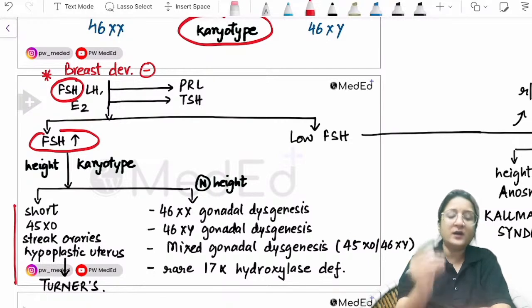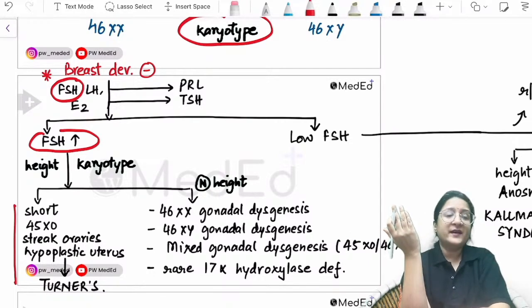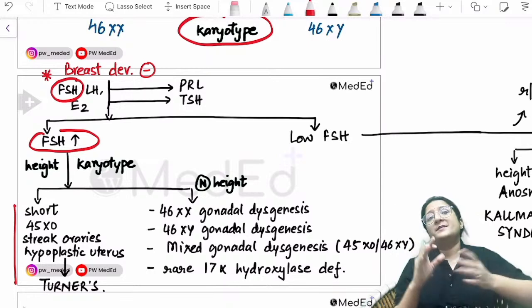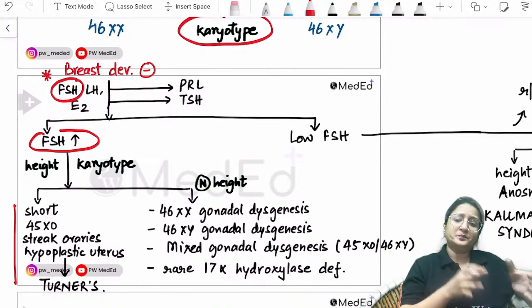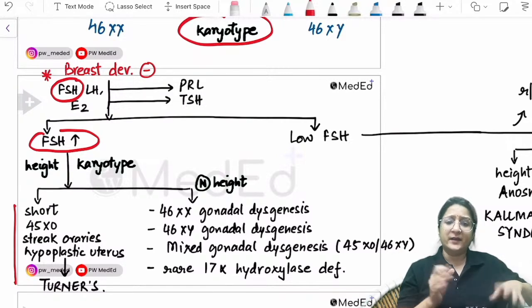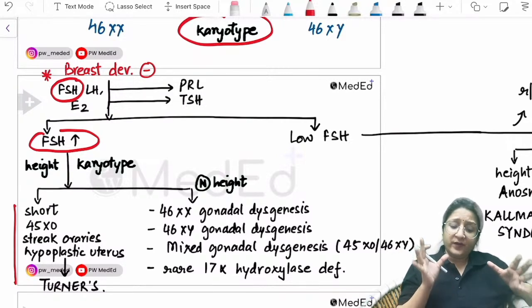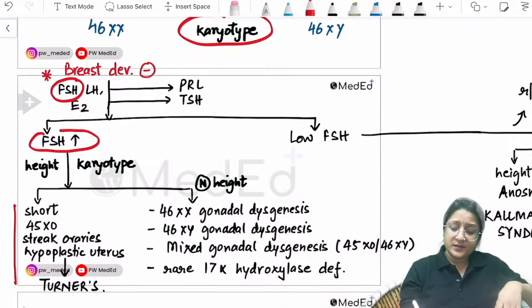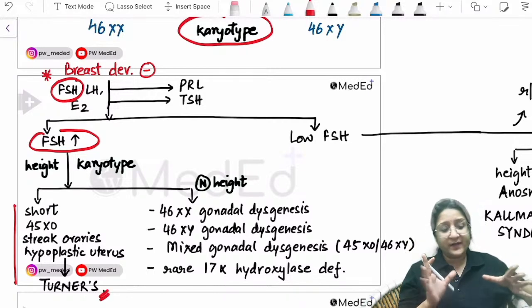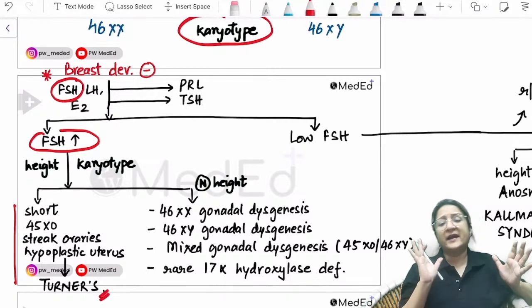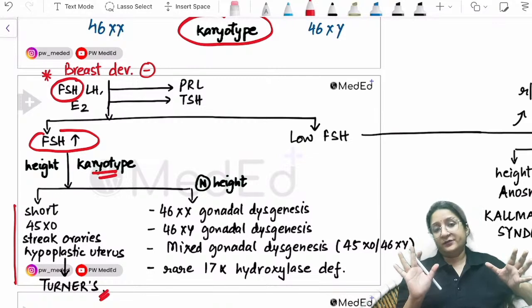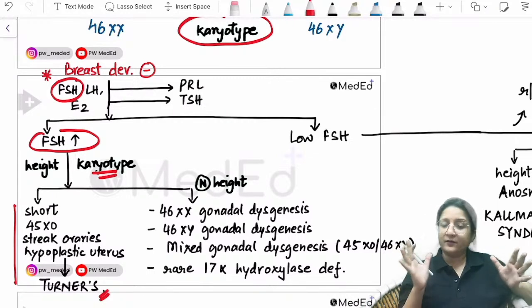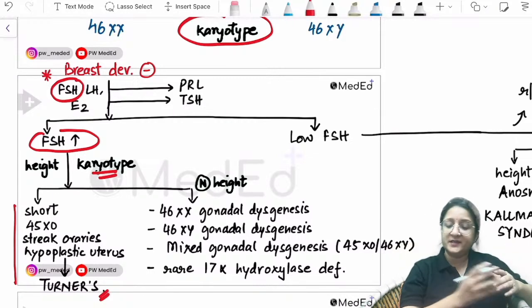If the height is short, karyotype is 45XO. This is the most common karyotype. Sometimes there can be Turner mosaic also, with 45X and 46XX karyotype. So streak ovaries are there, a hypoplastic uterus is there, and the diagnosis is Turner's. A very straightforward, clear-cut diagnosis. But always, we go for a karyotype to confirm. We can't confirm just like that. Karyotype will always be needed to 100% confirm.